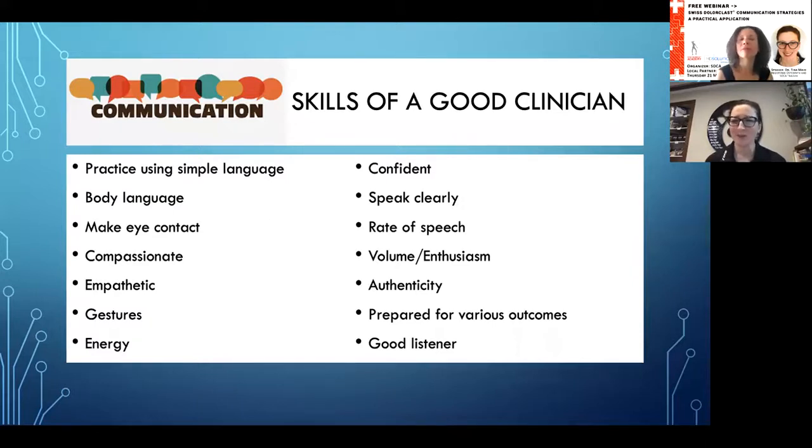Authenticity. So be authentic. People know if you're being fake. So be yourself, but be honest with patients as well. I think they really appreciate that. Also good communication skills. So I think good clinicians as well, they're prepared for various outcomes. So you're never shocked when someone tells you something. You always act ready, even if you're not. So you need to be prepared.